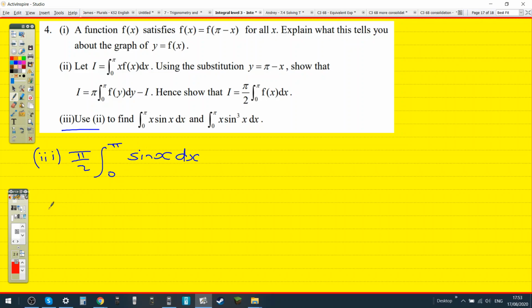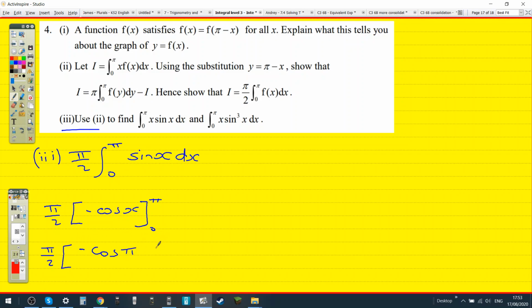So then it's just minus cos x. When you have something outside like that, do you have to do pi over 2 times minus cos pi and then minus, or do you do the whole integral and then multiply by pi over 2? Just times your final answer by pi over 2.